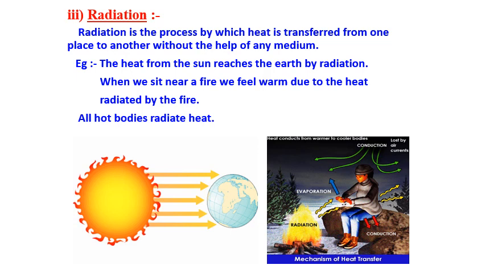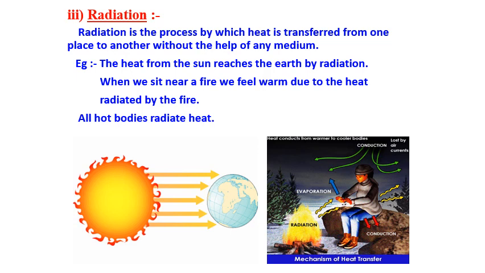So what is radiation? How can we define it? Radiation is the process by which heat is transferred from one place to another without the help of any medium. In conduction and convection there was a medium present, but in radiation no medium is present. This is the third mode of transfer of heat.